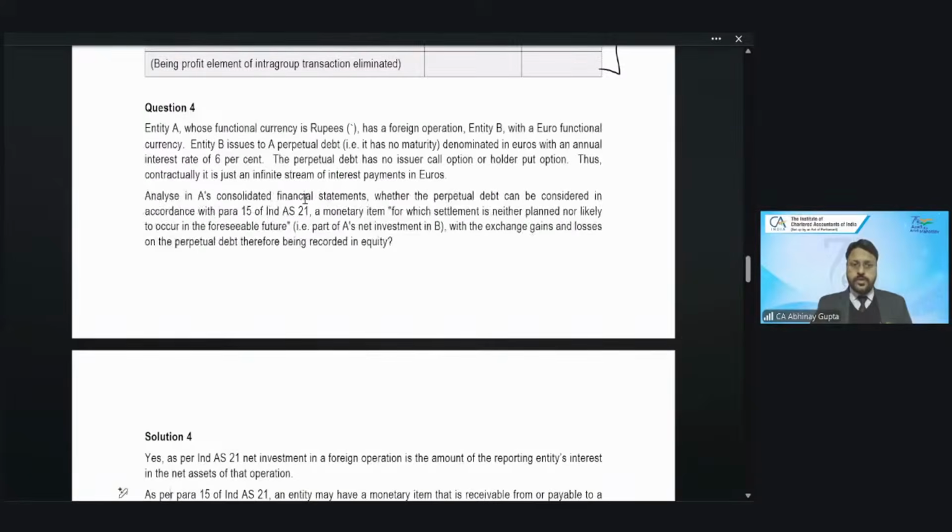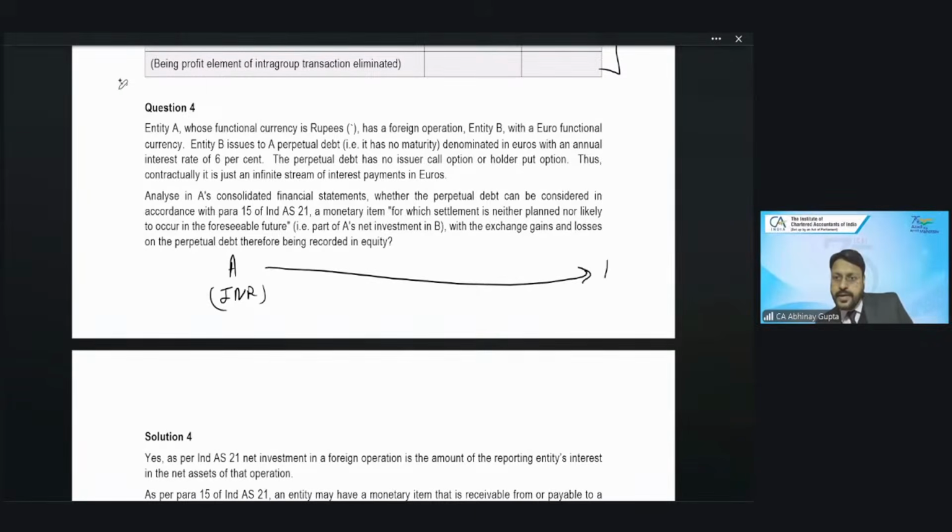So let's do question number 4. Entity A, whose functional currency is rupees, has a foreign operation entity B with a euro functional currency. So entity A is having a functional currency of INR, correct? And entity B is having a functional currency of euro. Okay.